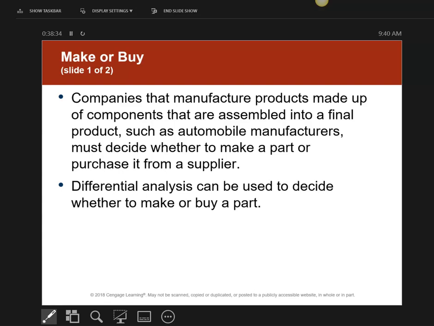Okay, next we're going to continue with our differential analysis, and we're going to look at, should I make it or should I buy it? Sometimes it's often better for me to go out and buy a part than actually to make it. But I have to look at all components. And also this happens a lot in automobile manufacturing or manufacturing in general.